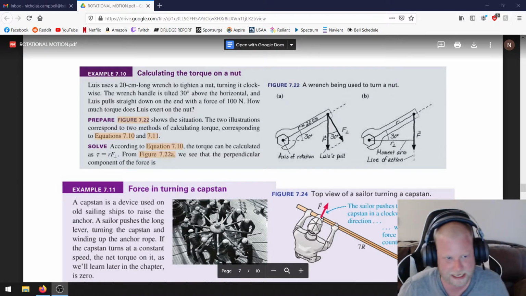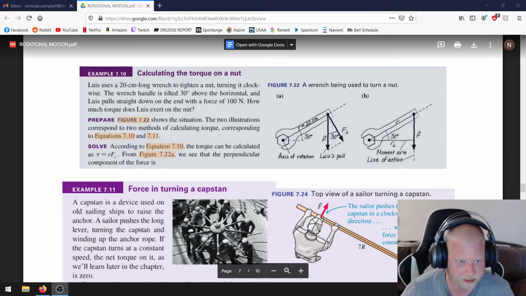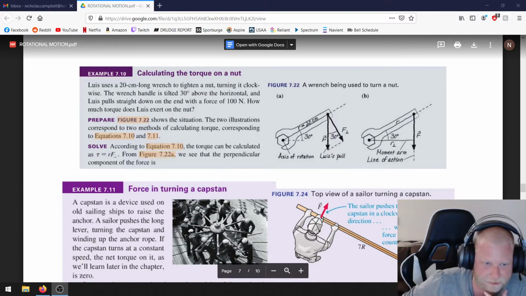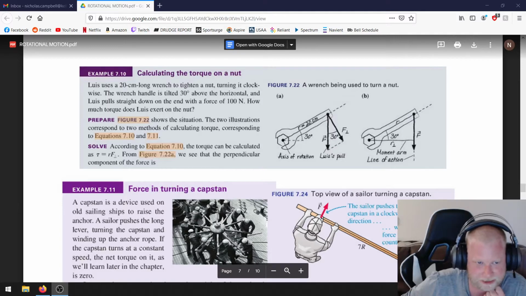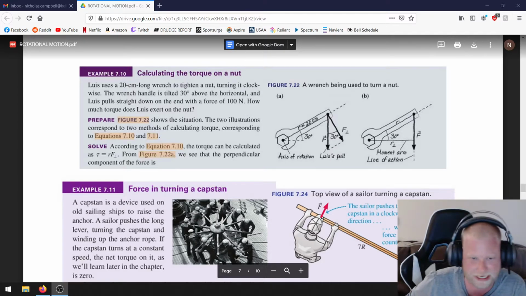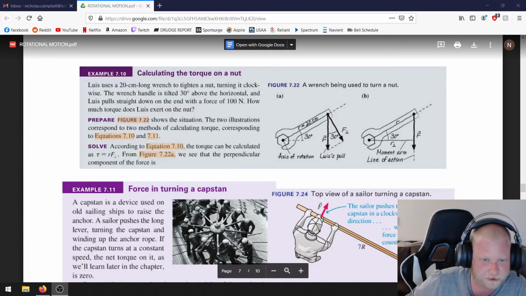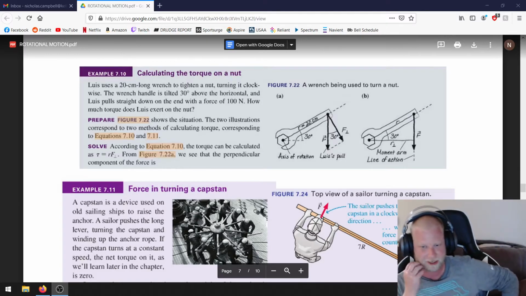So let's take a look at example 7-10. Here we've got Luis, who uses a 20 centimeter long wrench to tighten a nut, turning it clockwise. So if he's turning it clockwise, then that torque is going to be negative. The wrench handle is tilted 30 degrees above the horizontal, and Luis pulls straight down on the end with a force of 100 newtons. How much torque does Luis exert on the nut?